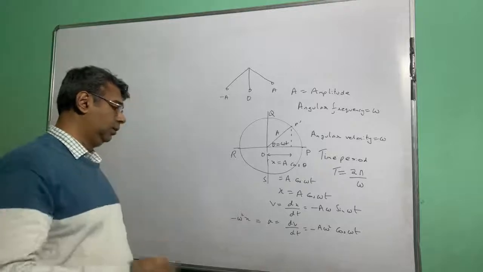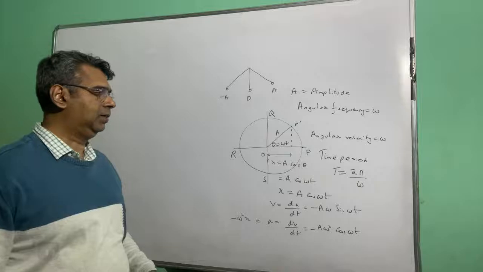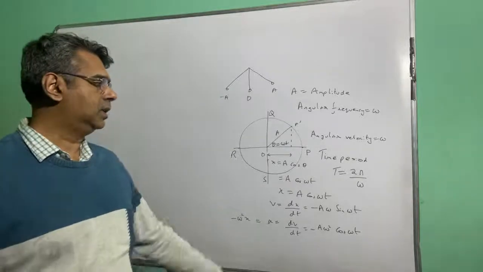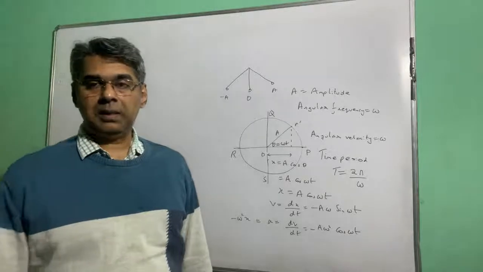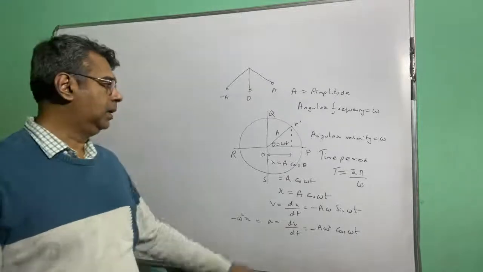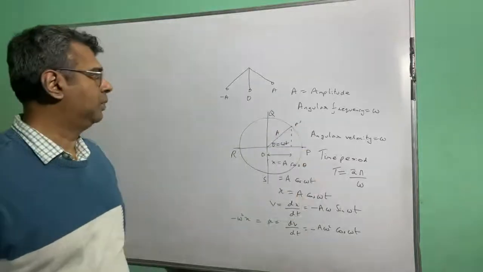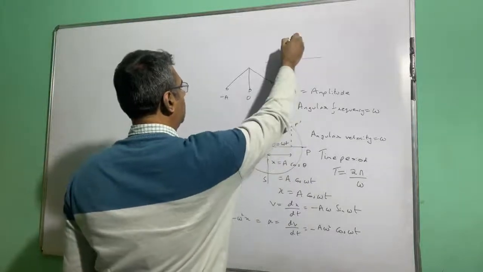Now basically what happens is that when we discussed the simple circular motion, we said that the journey begins from P, but it is not compulsory that the journey will begin from P. The journey can begin from a point above the point P also. So the journey can begin from some other point also.